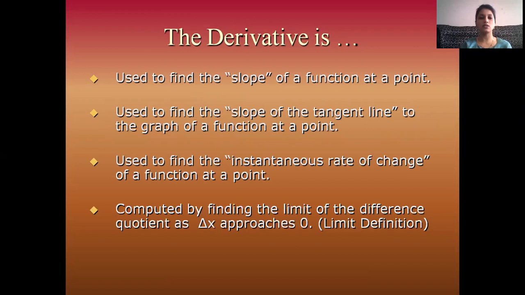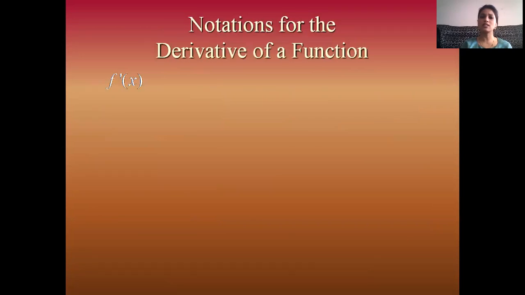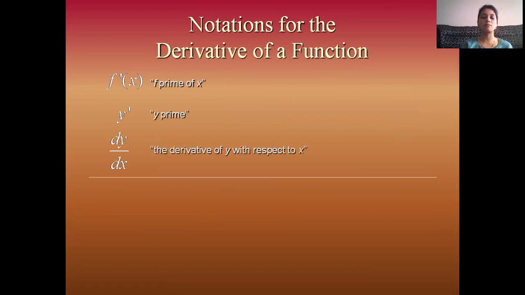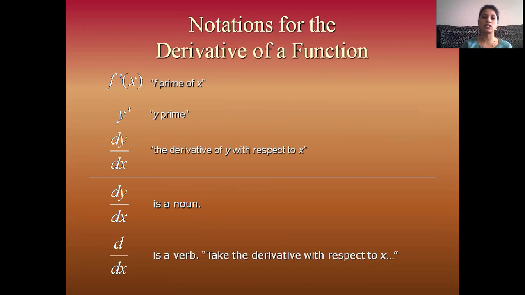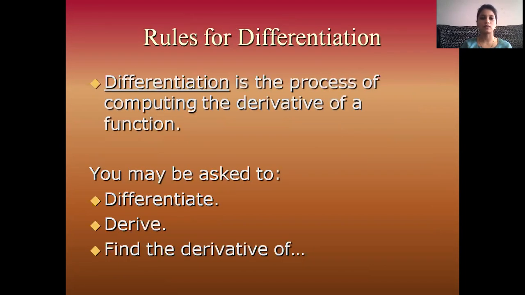The derivative is computed by finding the limit of a difference quotient as delta x approaches 0, that is the definition of the limit. There are several notations for a derivative. First notation is f dash of x. Second notation is y dash. Third notation is dy by dx. It means the derivative of y with respect to x.